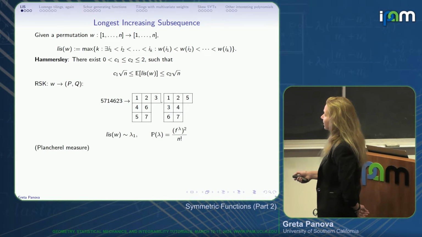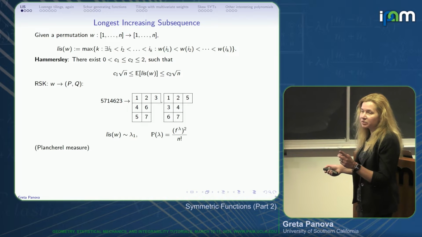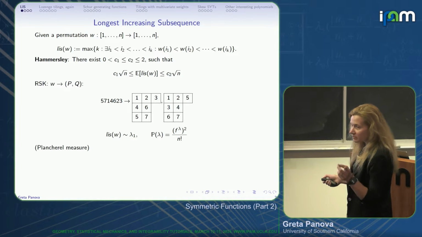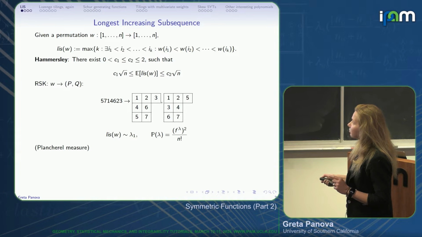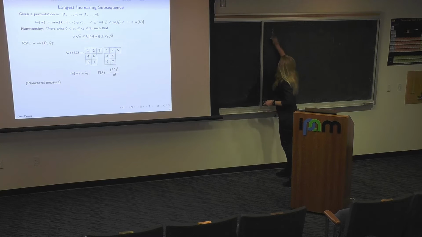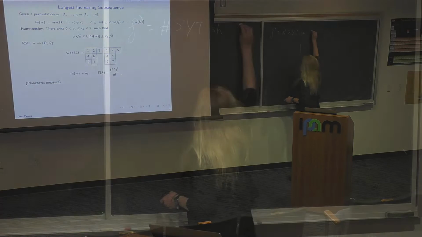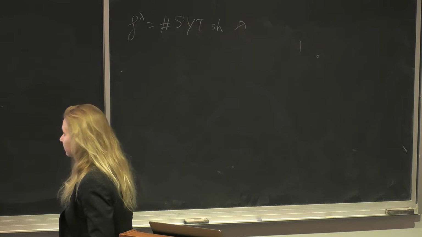And so basically, the longest increasing subsequence is equidistributed with lambda 1, but how is lambda distributed? This lambda is a partition, again from last time. Well, it's distributed according to the number of pairs of standard Young tableaux of this shape, which we denoted f of lambda, and of course divided by n factorial.